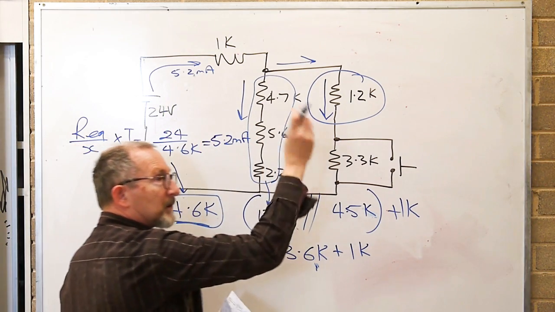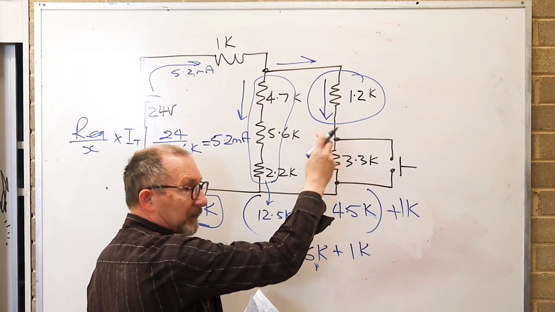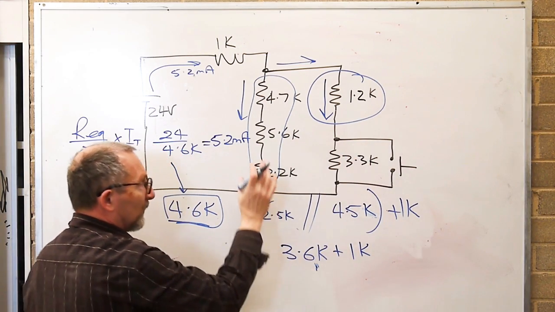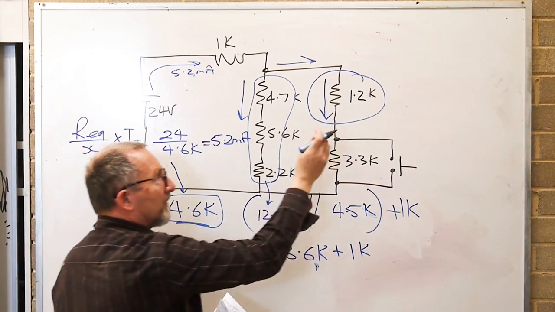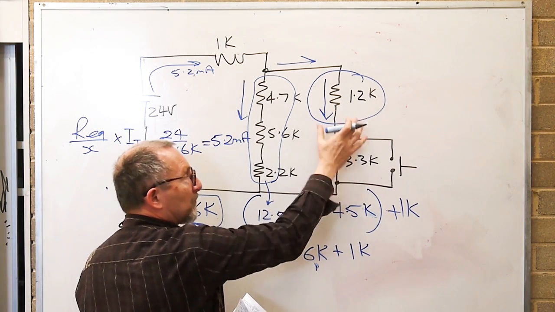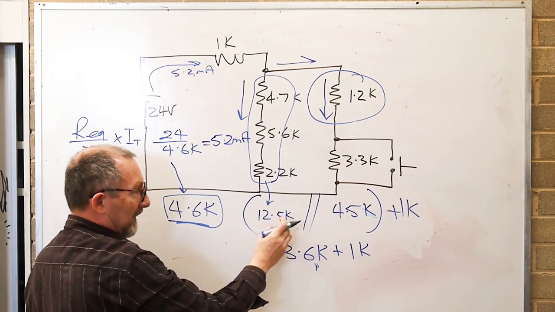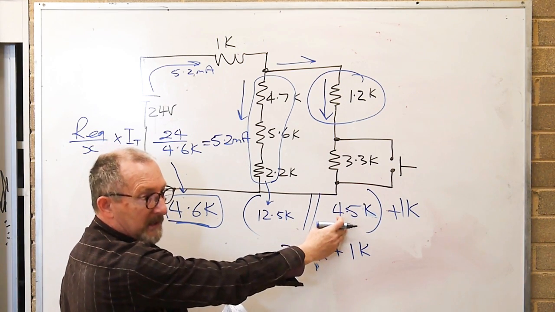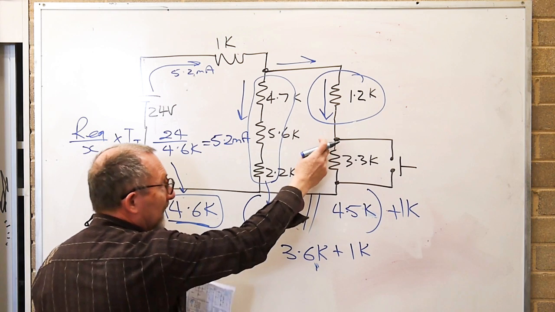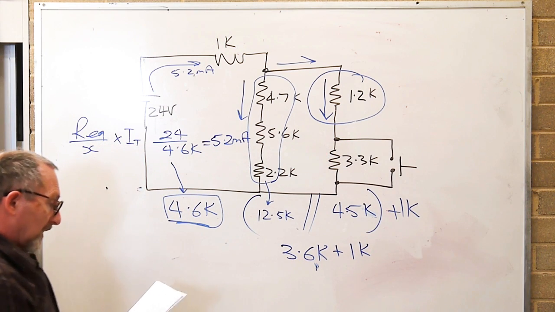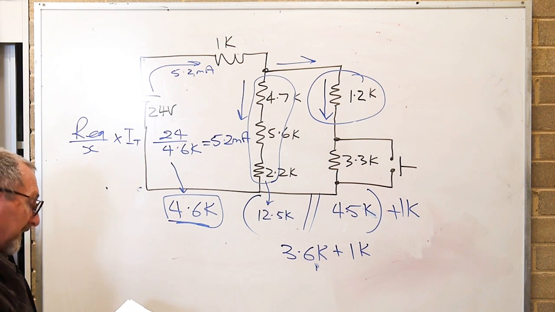The path with the smallest resistance is going to have the greatest current going through it. 12.5K there, 4.5K there. This branch is going to have the bulk of the current, and there's around about a 2 to 1 ratio here. That'll have 2/3 of the current going down through that branch. So let's run the maths on that then.